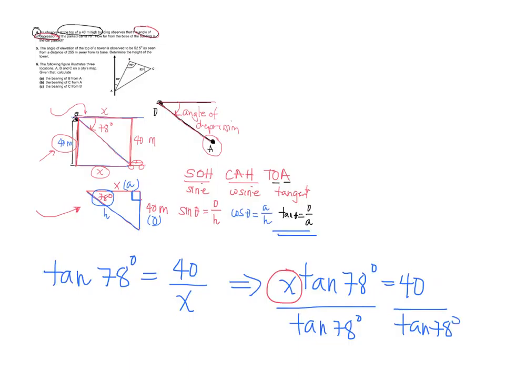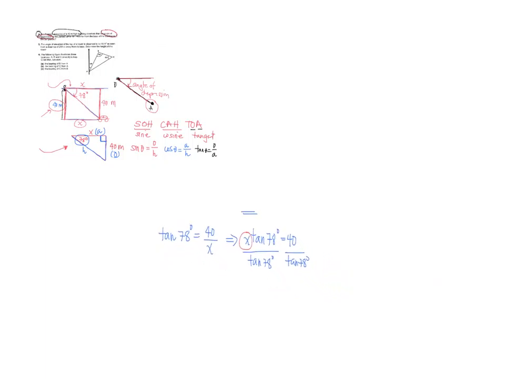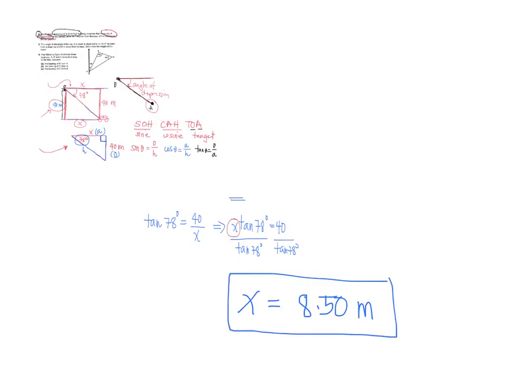All you have to do is compute for the value. If you have a calculator, get your calculator. So 40 divided by tangent of 78. If you solve for that, it should be 8.50. So the final value of x is 8.50. Let's write that down: x is equal to 8.50, and this is in meters. So the distance of the car from the base of the building is 8.50 meters.